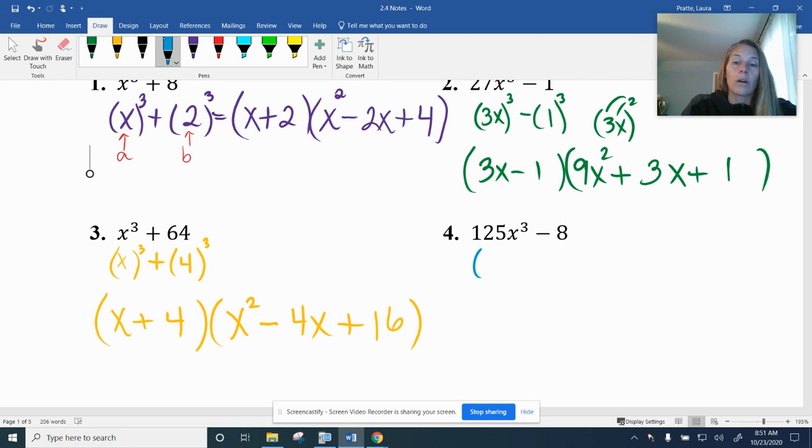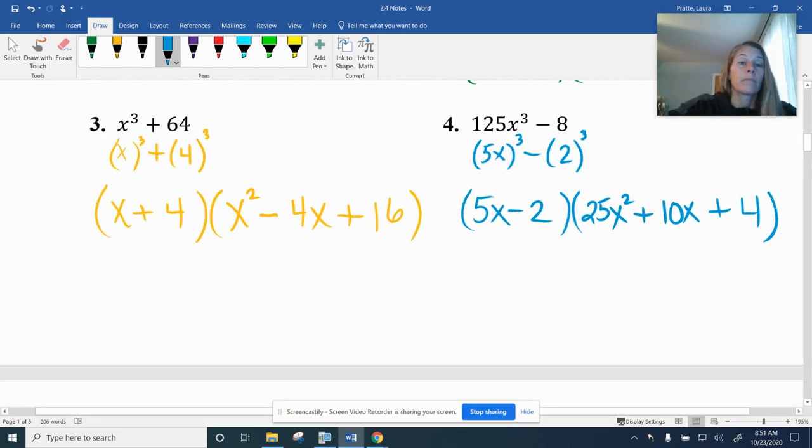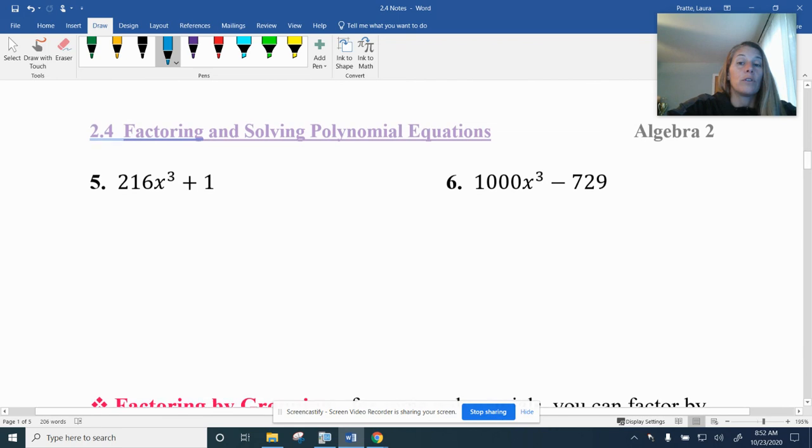Okay, number 4, our root here is 5x, and our root over here is 2. So our binomial term will be 5x minus 2, and then the trinomial will be 5x squared, which actually works out to be 25x squared, plus 10x, because you have to multiply those two roots together, plus 2 squared, which is 4. All right, and then we have 2 more of these.